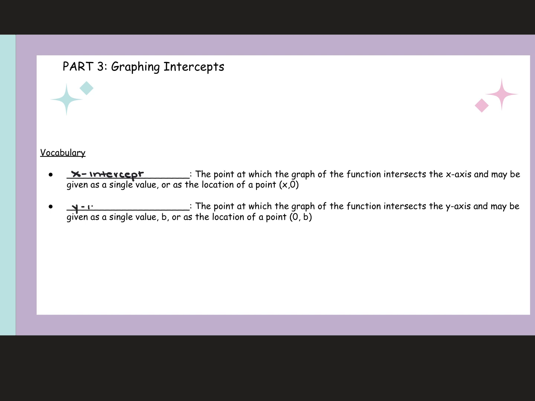And a y-intercept is the point at which the graph of the function intercepts the y-axis and may be given a single value as b or as the location of a point. So with the y-intercept, your x value is 0, and there's a value for your y.